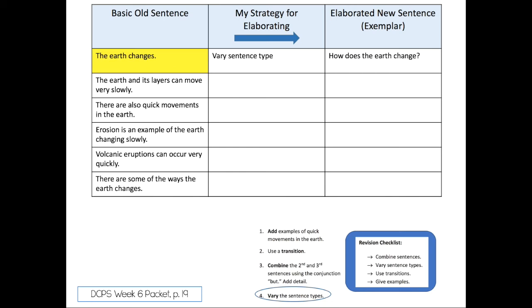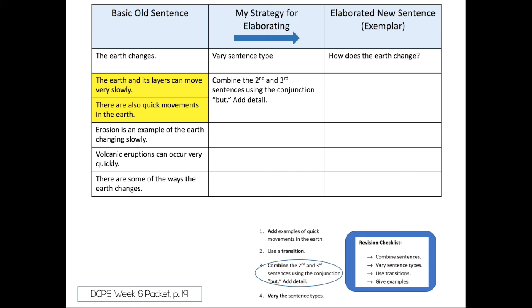Now, for our second and third sentences, we're going to consider these together because both of these sentences are pretty choppy. And we also know in our guidance, we have this recommendation to combine these two sentences using the conjunction but. So I'm remembering that the conjunction but is a change of direction. These two sentences are stating different things. They're making different points about the speed at which the Earth changes. So the conjunction but works here. We're remembering that we use a comma after our first phrase before our but.